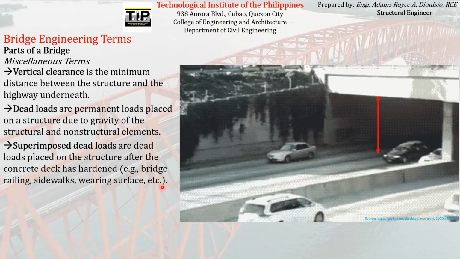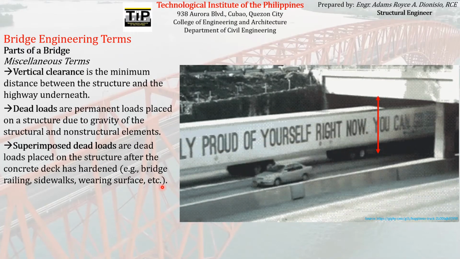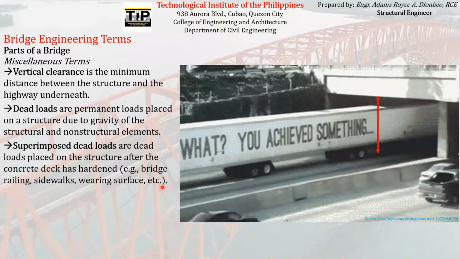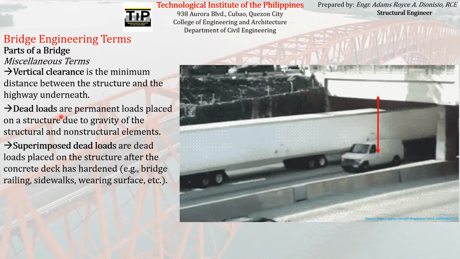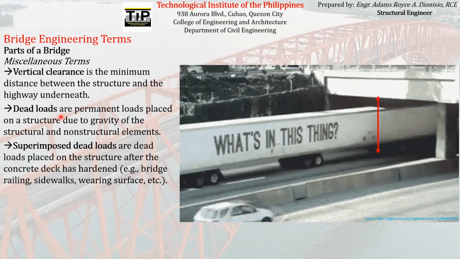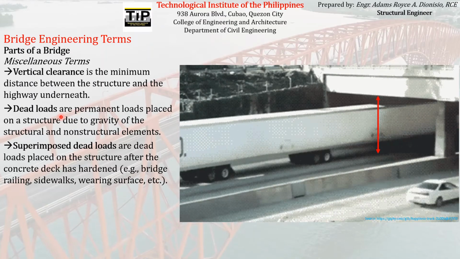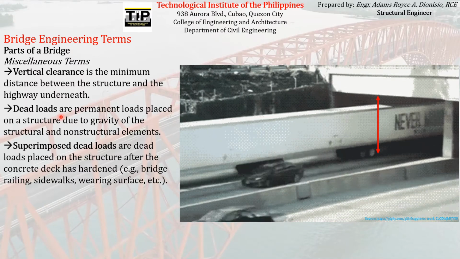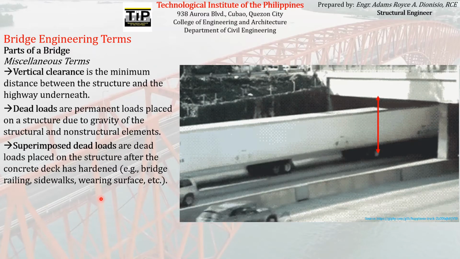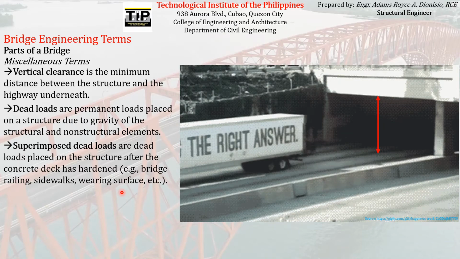So they are not integrally part of our structure or bridge, but they are just placed over it. That's the main difference between superimposed dead loads and dead loads. Dead loads are those loads carried by our bridge that are integrally part of our structure, while superimposed dead loads are those dead loads that are just placed on top of our bridge after the concrete deck has hardened. Some examples of superimposed dead loads are bridge railings, sidewalks, and wearing surface.